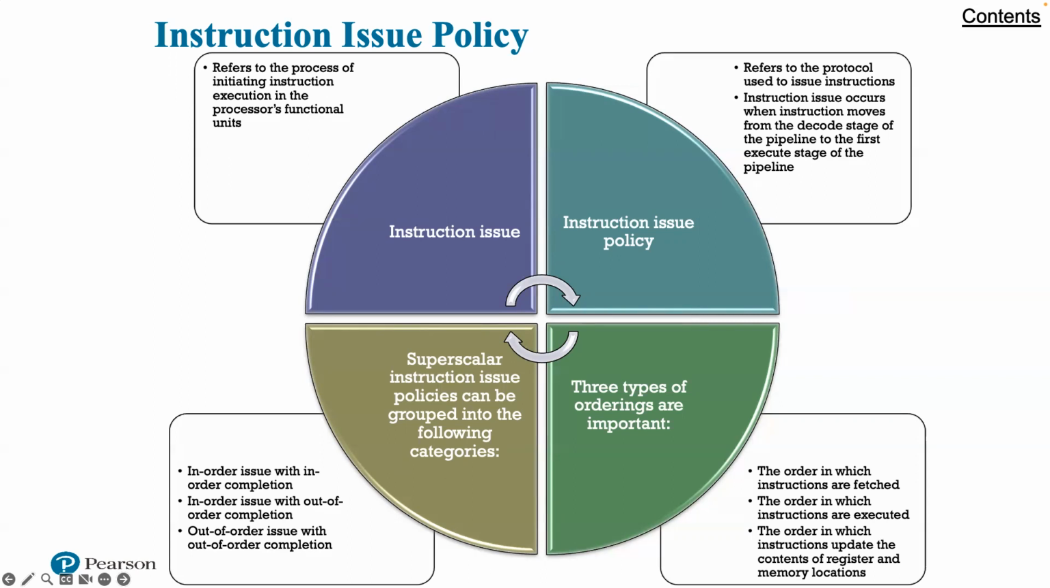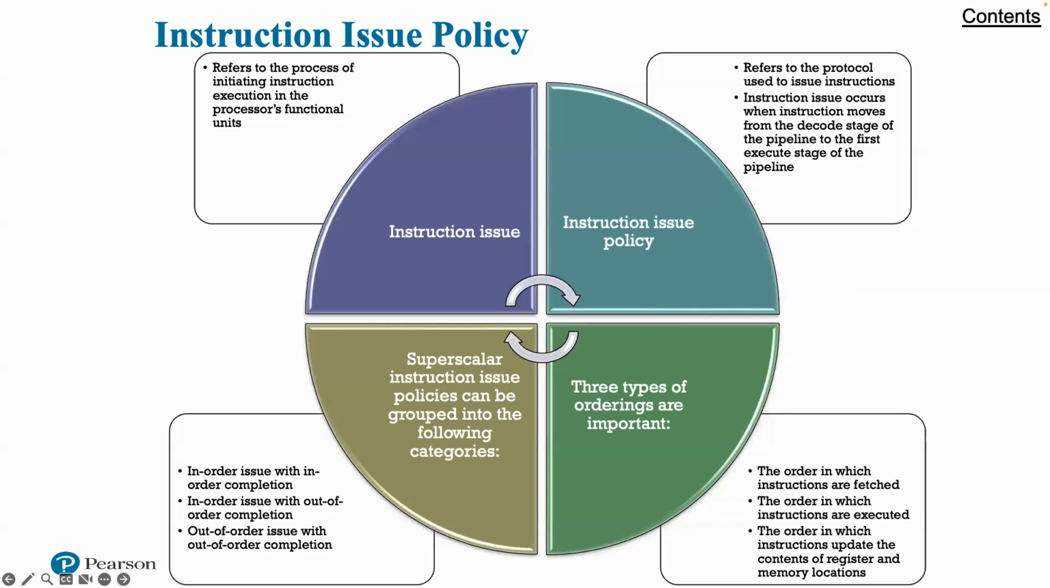In essence, the processor is trying to look ahead of the current point of execution to locate instructions that can be brought into the pipeline and executed. Three types of ordering are important in this regard: the order in which the instructions are fetched, the order in which the instructions are executed, and the order in which the instructions update the content of the registers and memory location. The more sophisticated the processor, the less it is bound by a strict relationship between these orderings.